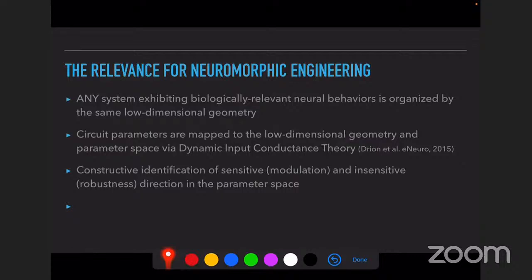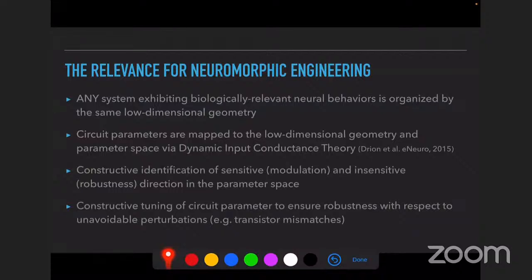And given this map, critically for the neuromorphic engineer, one can identify sensitive directions, corresponding to modulation, and insensitive directions, corresponding to robustness, in this possibly very high dimensional parameter space determining the behavior of your experimental system. This might be crucial to do basically what Eve did for conductance-based models, that is to build in a constructive fashion, trying to find a sweet spot, which would actually be a sweet subspace. It won't be a single point because of the degeneracy, because of variability. We expect a huge subspace of parameters that ensure robustness with respect to unavoidable perturbations. For the STG neurons, these unavoidable perturbations are pH variation or temperature variation, whereas for neuromorphic systems, unavoidable perturbations for sure are transistor mismatches.